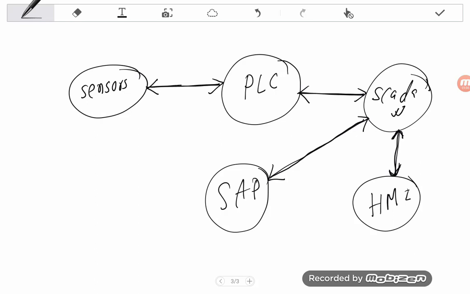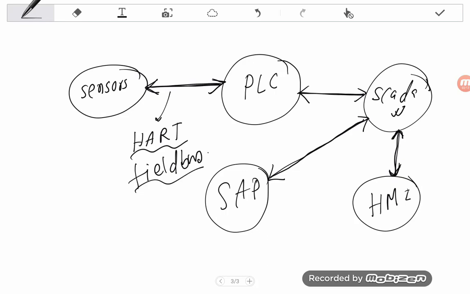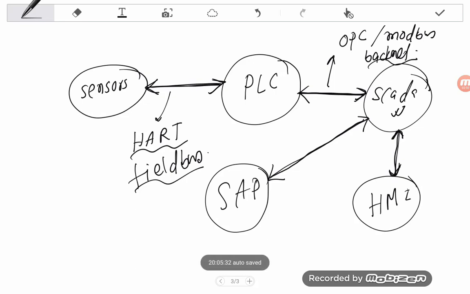Now this communication between the sensor and PLC has its own protocol. This protocol may be HART protocol, or it may be fieldbus protocols like this. The protocol between the PLC and SCADA may be OPC, it may be Modbus, and it may be BACnet. And there are various other protocols also.